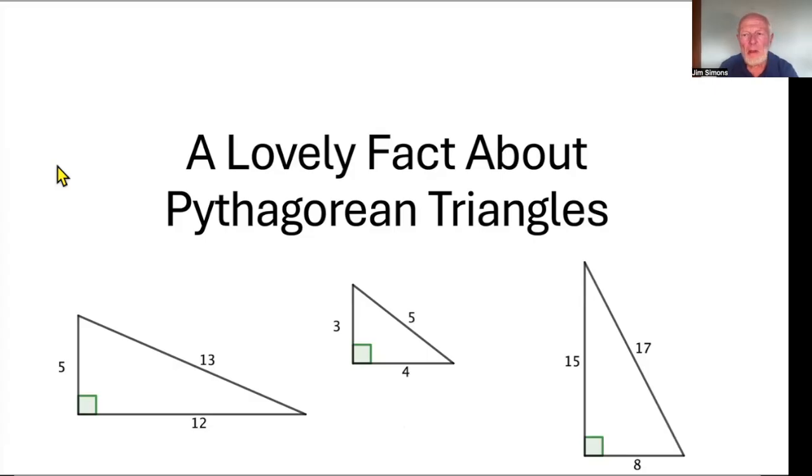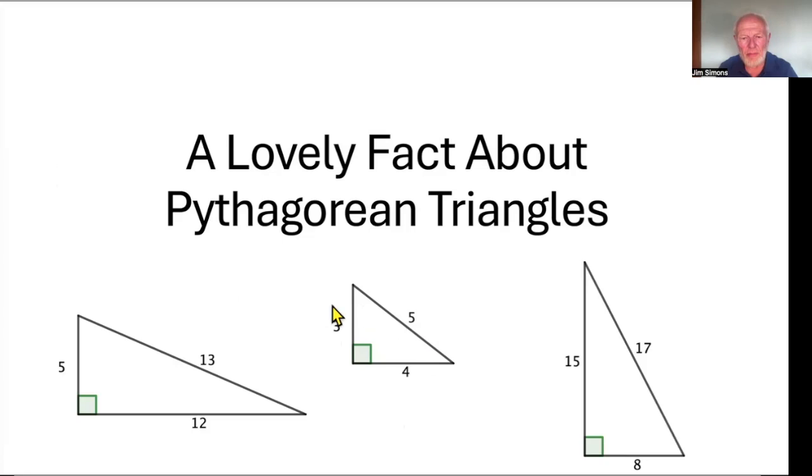Hello. In this video, I'm going to talk about a rather charming little property of Pythagorean triangles. And in exploring it, we'll take a little journey through some really delightful little bits of mathematics. So, a Pythagorean triangle, I'm sure you remember, is a right-angled triangle with integer sides.